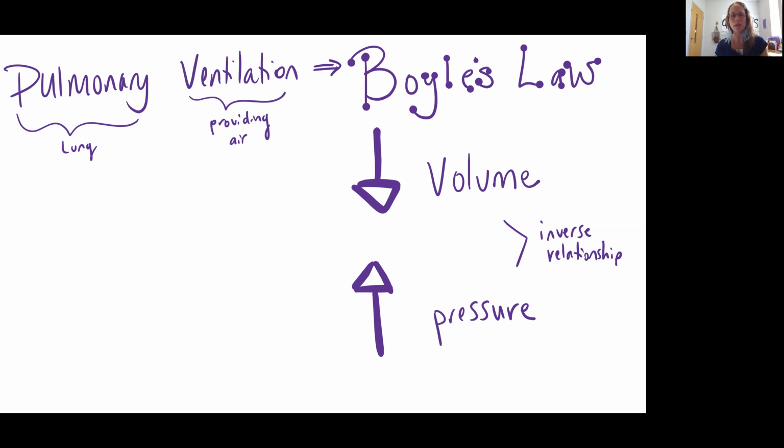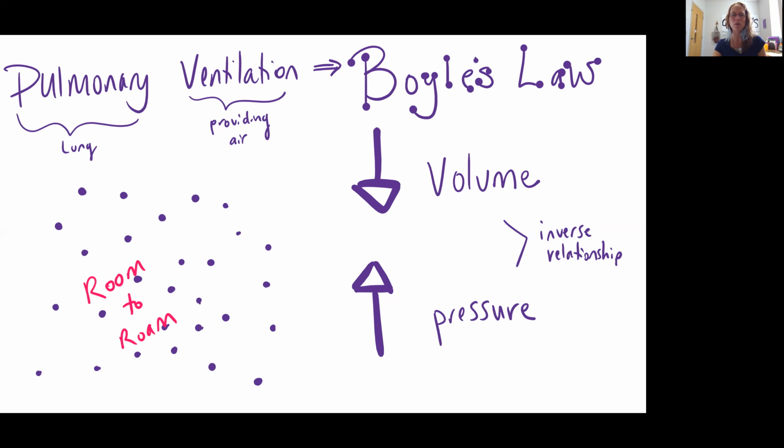And Boyle's law says there's an inverse relationship between volume and pressure. Inverse relationship just means opposite. So if the volume is low, the pressure is high. Or you can say the volume is high, the pressure is low. So they're just opposites of each other. So let's take a look here.